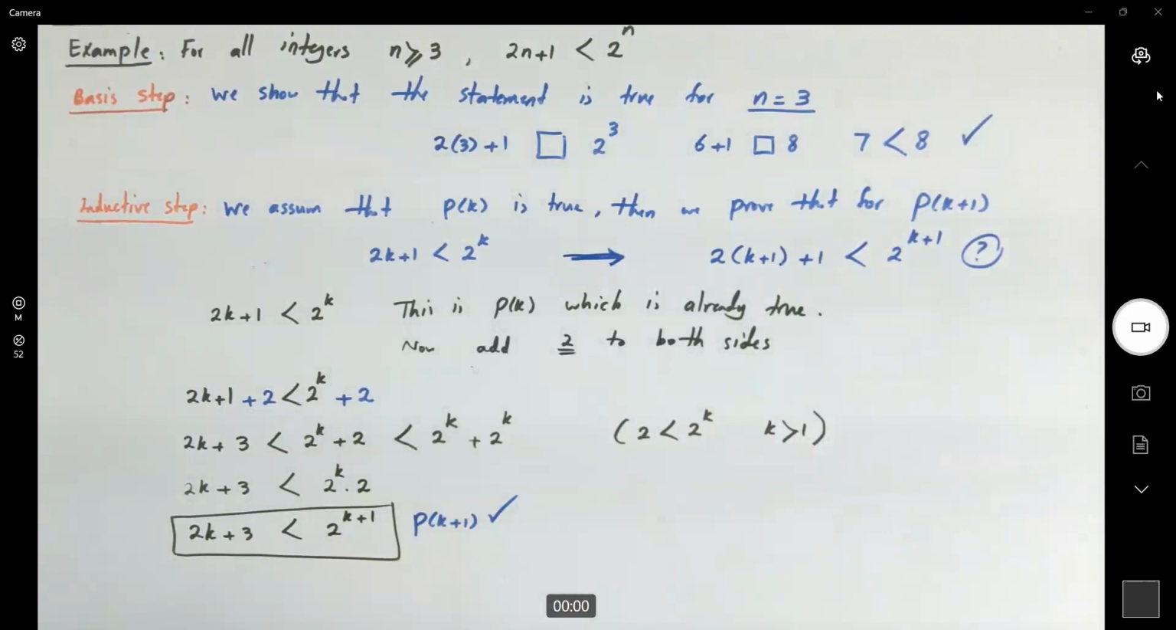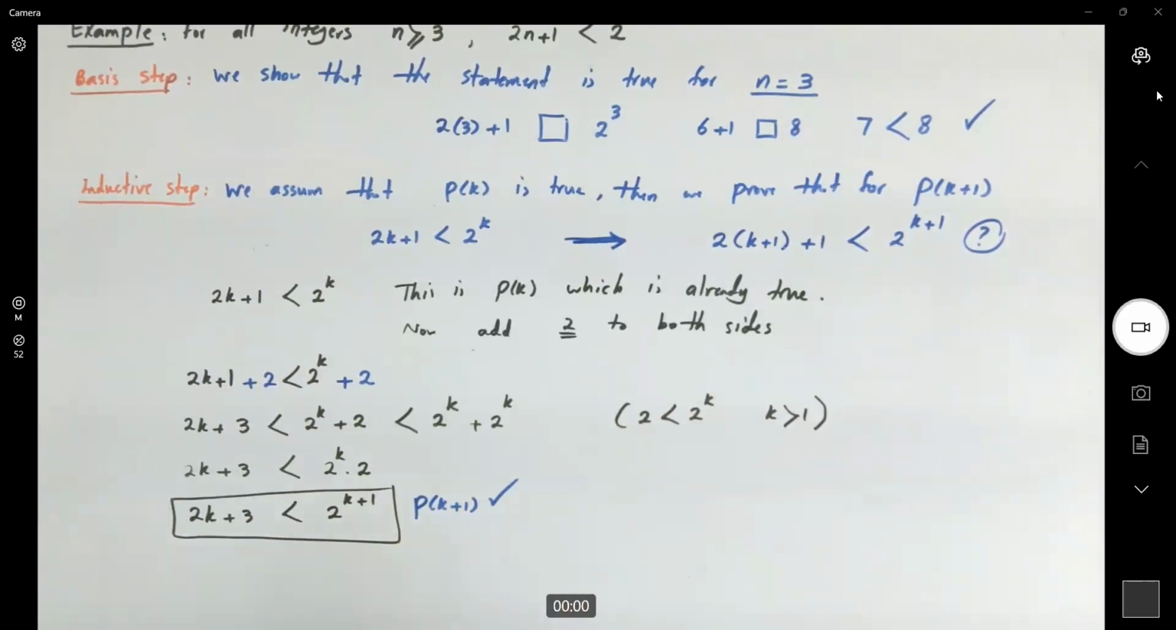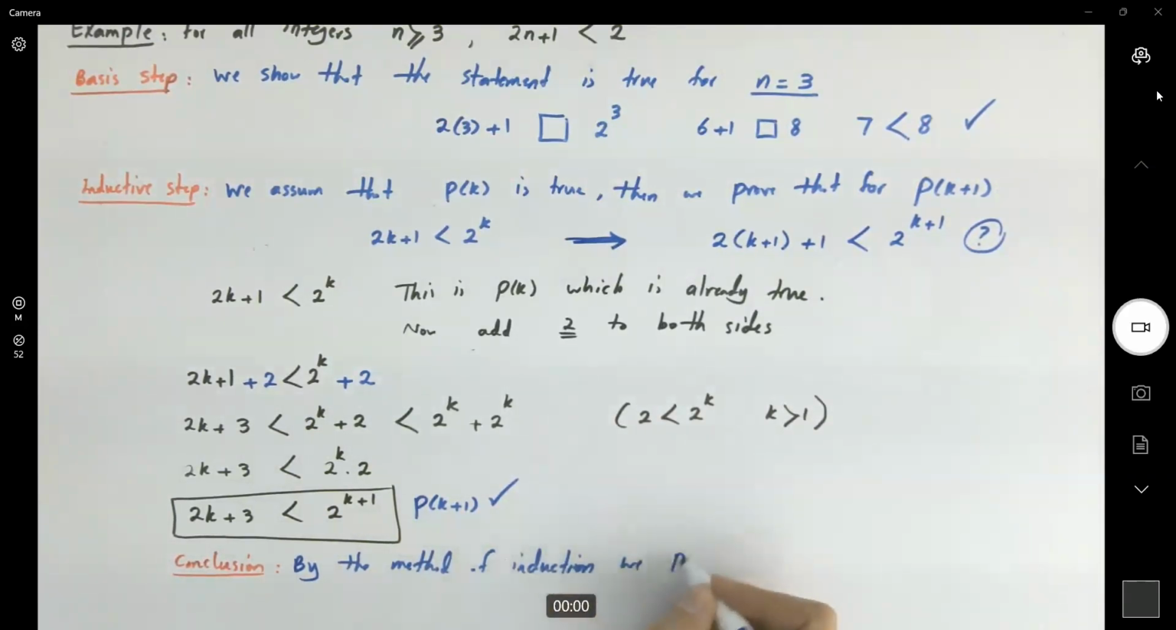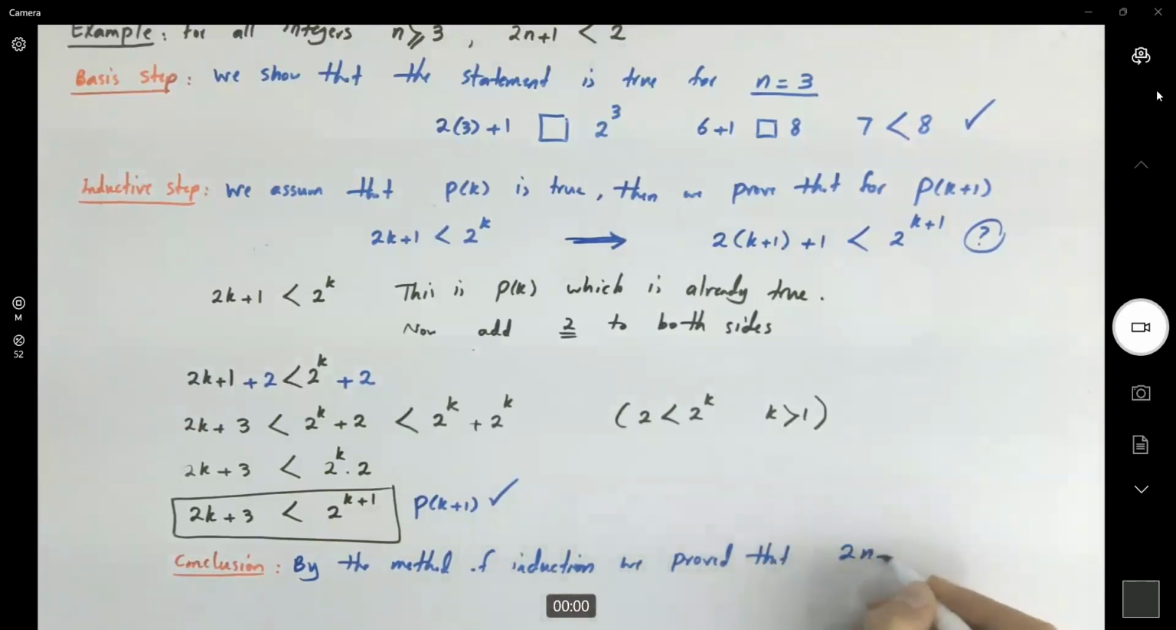What is the conclusion? The conclusion is, by the method of induction, we proved that 2n plus 1 is always less than 2 to the power n for any n larger than or equal to 3.